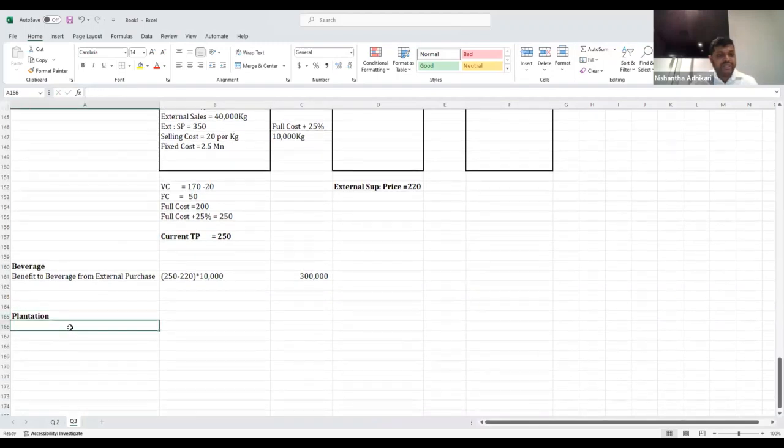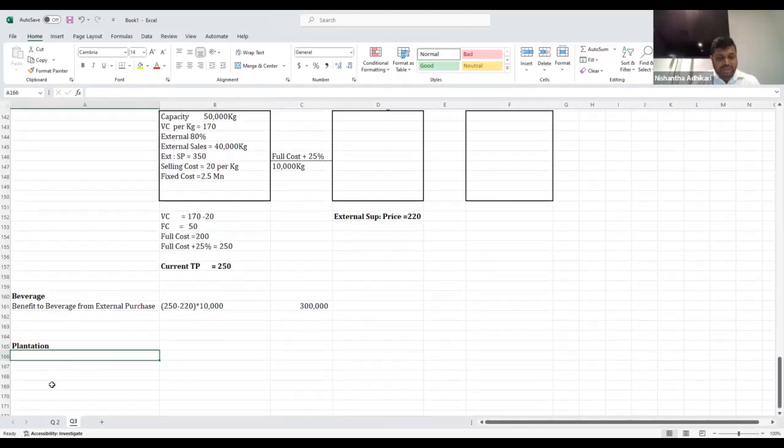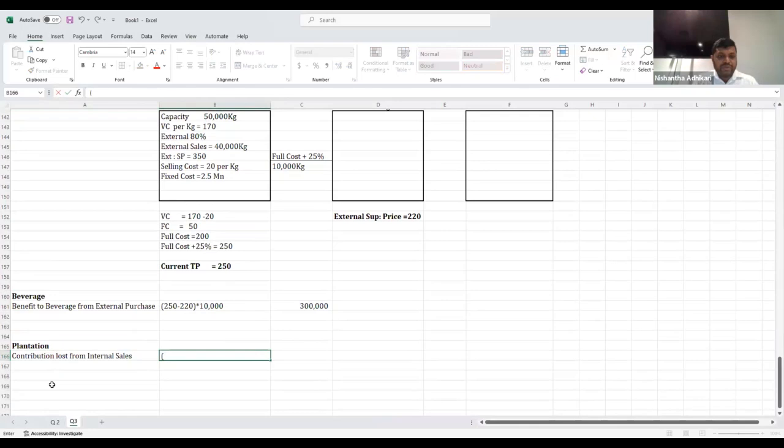Then plantation division, their variable cost, contribution lost from internal sales. Now you have sold 10,000 units internally, selling price 250, variable cost 150. Into 10,000 units, look at the value. It is 10,000 units into 100.